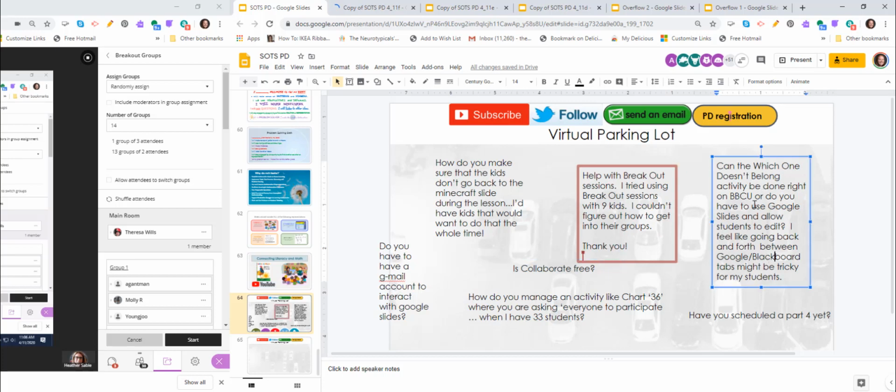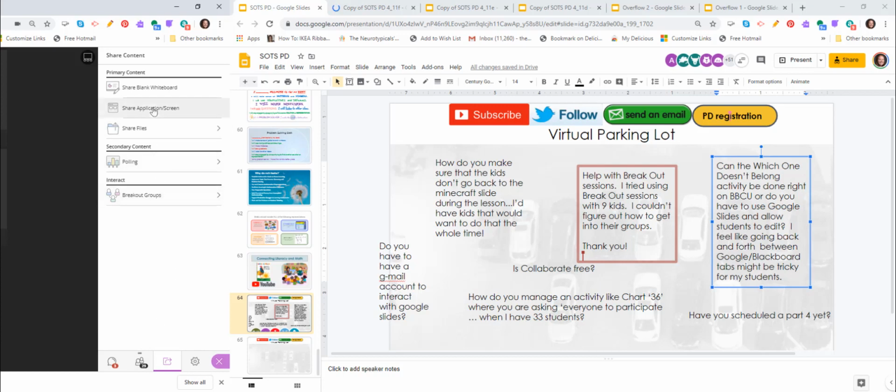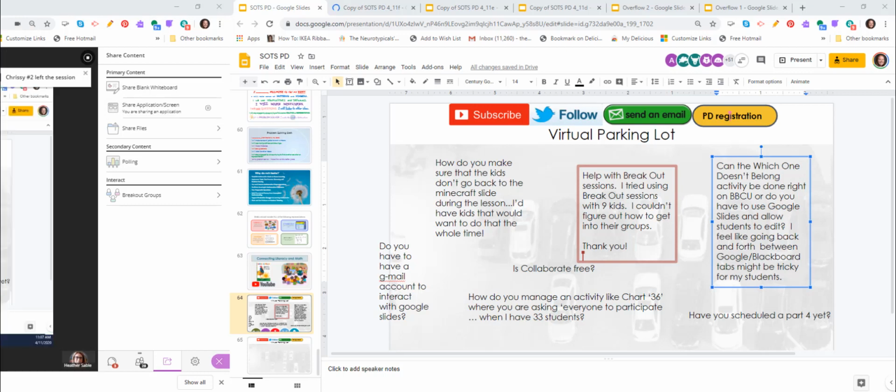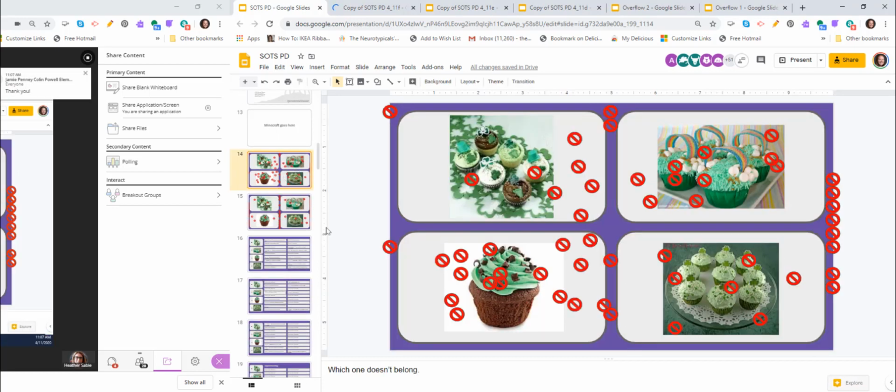Can the which one does it belong activity be done right on Collaborate Ultra, or do you have to use Google Slides? This is a great question. Here's how you can modify it. If I share my screen into Collaborate, it is not interactive. It's great for sharing, but it's more used for direct teaching. So if you wanted to interact on Collaborate right now, you wouldn't be able to. And there's some things people can do with interactive whiteboards. I don't find them nearly as user-friendly as opening Google Slides.